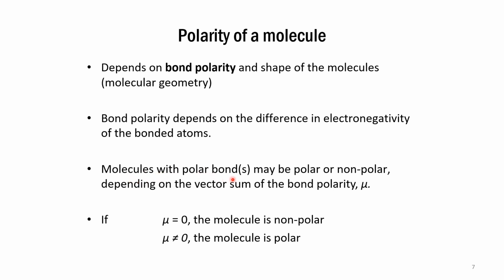A molecule with polar bonds may be polar or non-polar depending on the vector sum of the bond polarities. So if the dipole moment mu equals 0, the molecule is non-polar, but if the dipole moment is not equal to 0, the molecule is polar. Whether mu equals 0 or not depends on the molecular geometry, which we will see later.